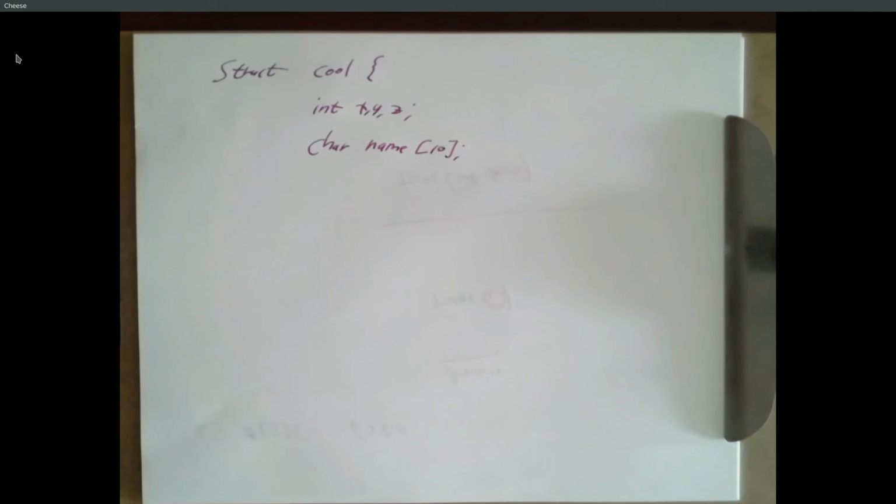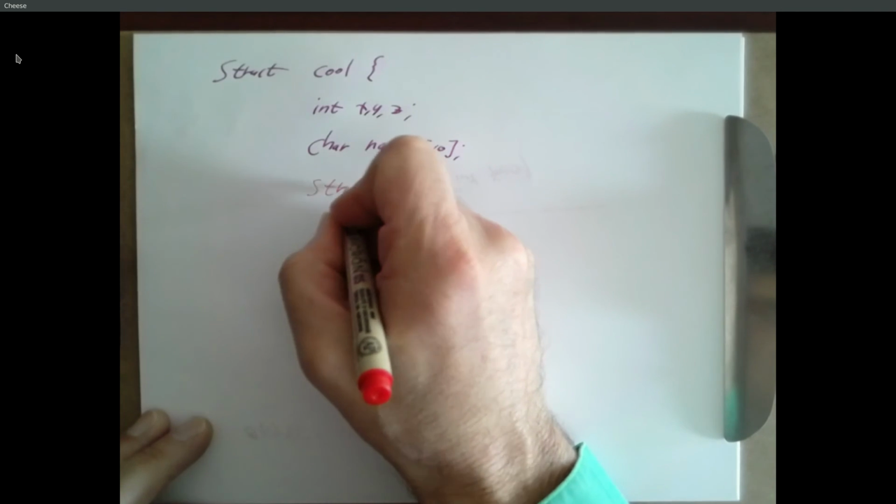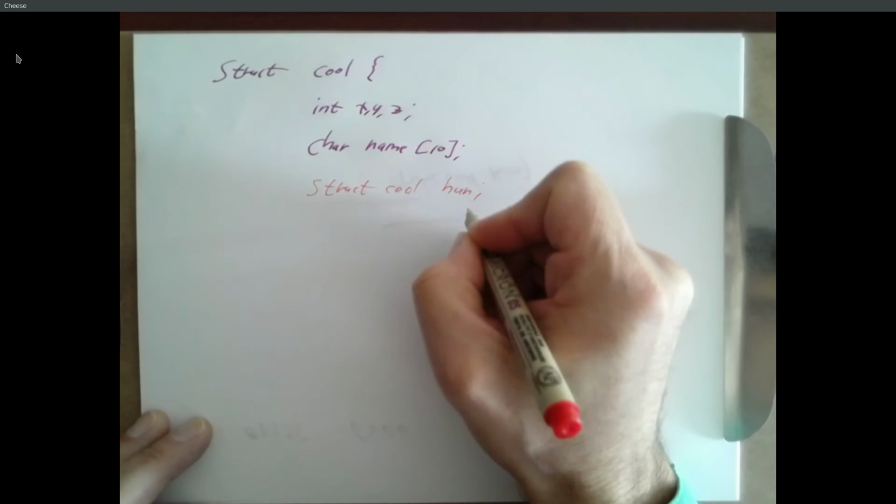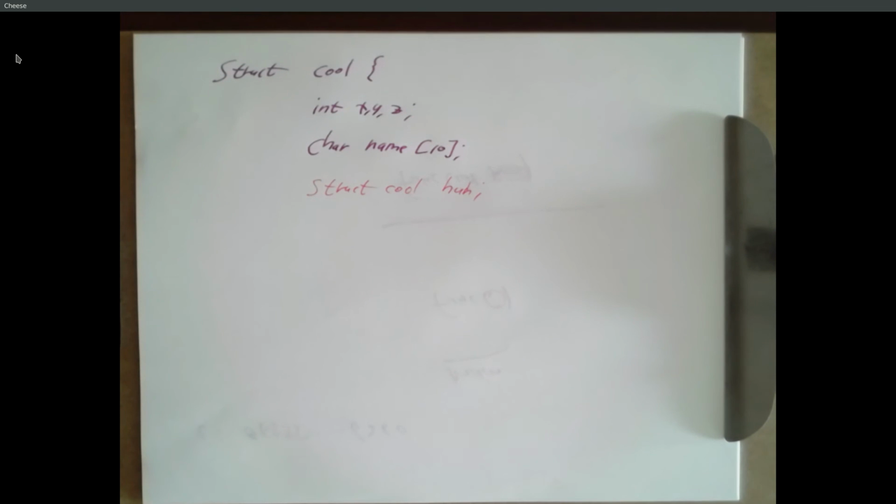So we've got a structure, struct cool. It's got some integers. It's got a name, which is a string, and so on and so forth. It would be pretty weird if we could put a field in there that was itself a struct cool. That's going to freak out the compiler. This is kind of a recursive thing we're trying to do here.